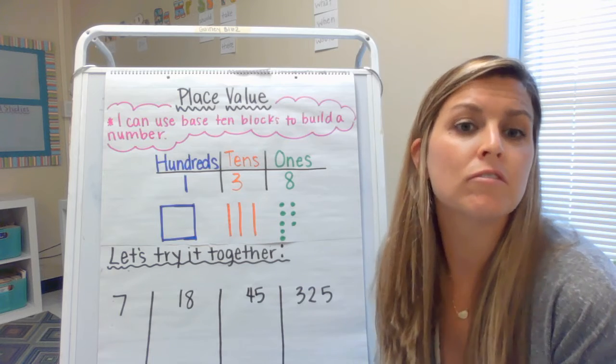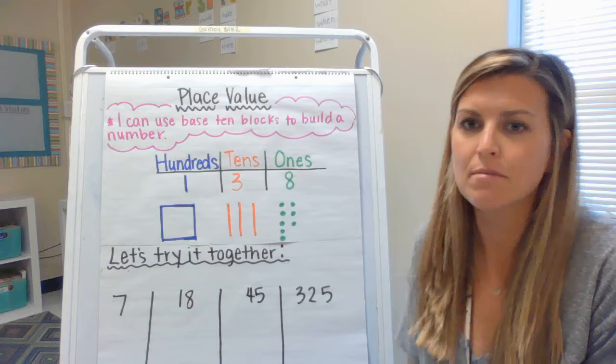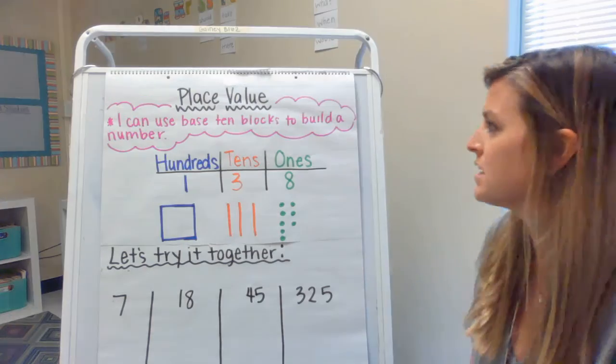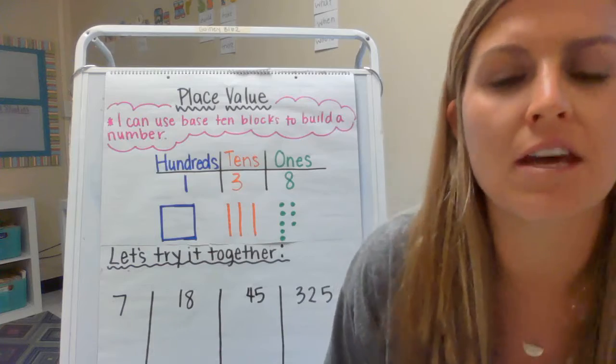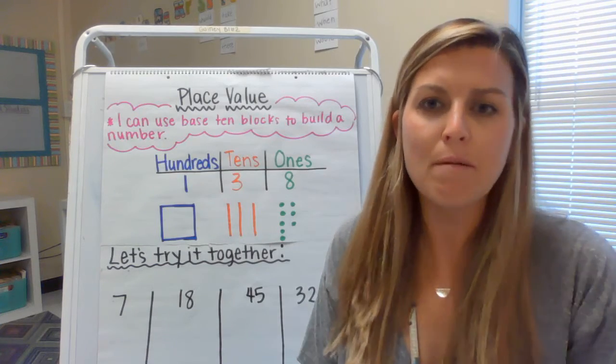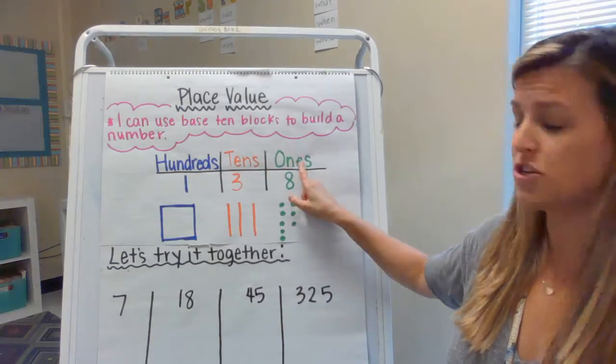Today we're going to do a little bit of a review from first grade, which is place value. So our I can statement is I can use base 10 blocks to build a number. We're going to practice using our manipulatives to build a number. Remember, you have your hundreds, your tens, and your ones.